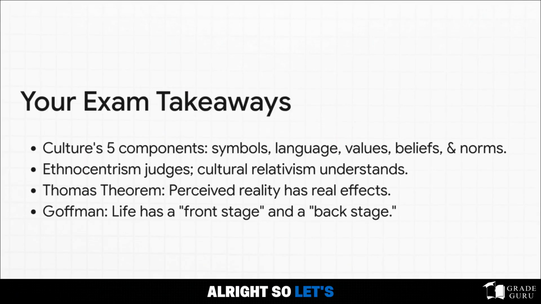All right, so let's boil it all down. For your exam, here's what you absolutely have to remember. First, the 5 components of culture: symbols, language, values, beliefs, and norms. Second, know the difference between ethnocentrism, which is judging from the outside, and cultural relativism, which is understanding from the inside. Third, the Thomas theorem. What we believe is real becomes real in its consequences. And finally, Goffman's dramaturgical analysis. Our social lives are split between a front stage performance and a backstage reality.